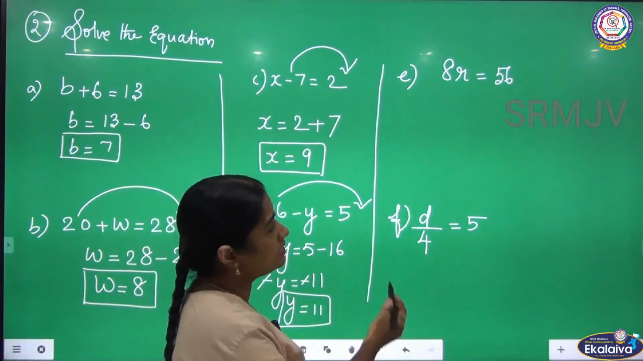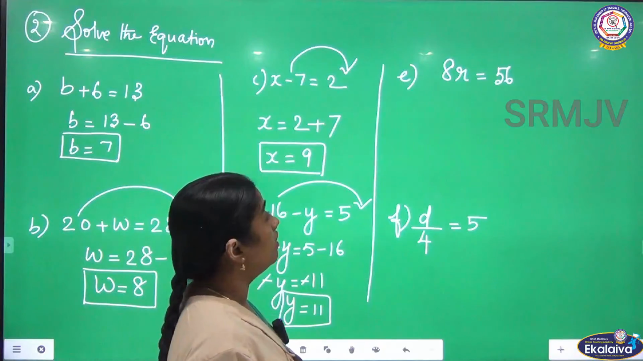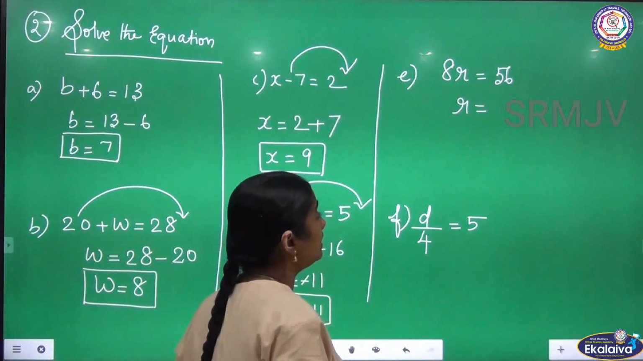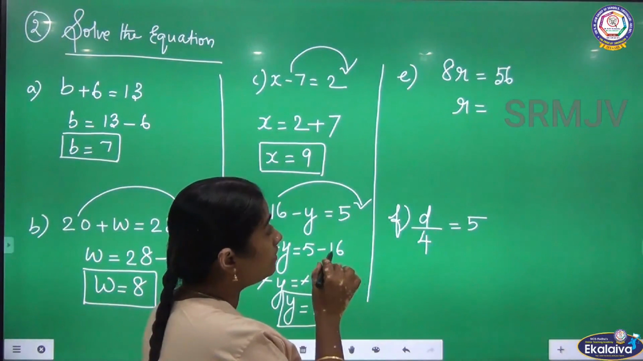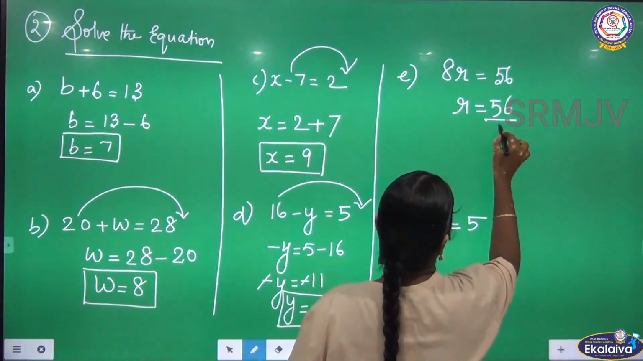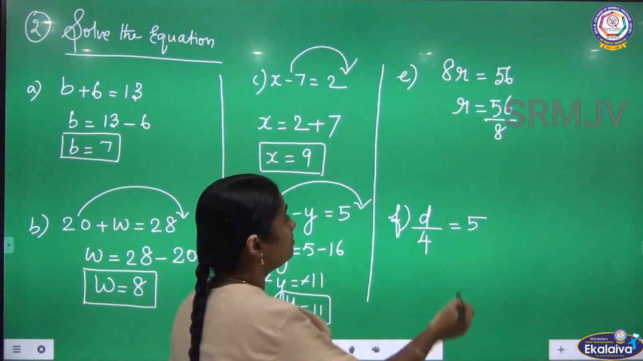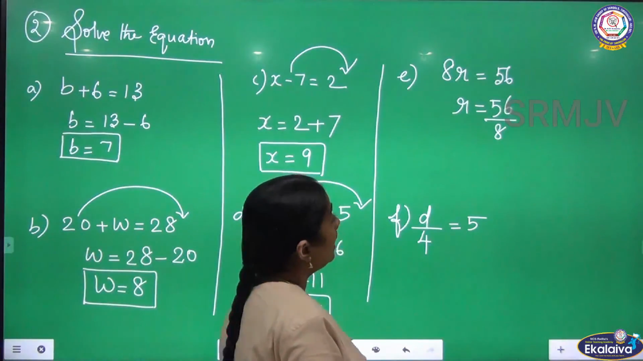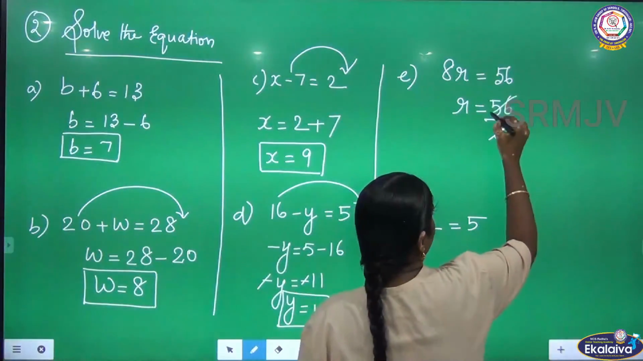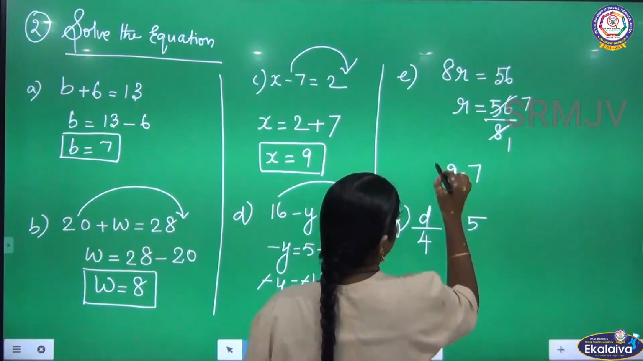Now, coming to this, 8r is equal to 56. I am going to find out the r value here. So r is equal to, r is multiplied by 8. So when it moves to this side, what does it become? Division. Multiplication becomes division because it is going to the equal side. So for that, 56 divided by 8. I can cancel this. 8 ones are 8. 8 sevens are 56. So r is equal to 7.